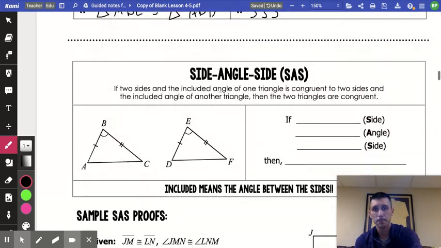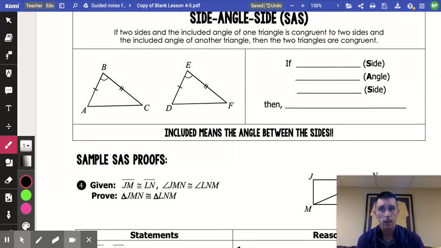All right, moving on. Side, angle, side. If two sides and the included angle of one triangle are congruent to two sides and the included angle of another triangle, then the triangles are congruent. So included means in between the two sides that are congruent. So if the side AB is congruent to what? Which one has one over here? DE.